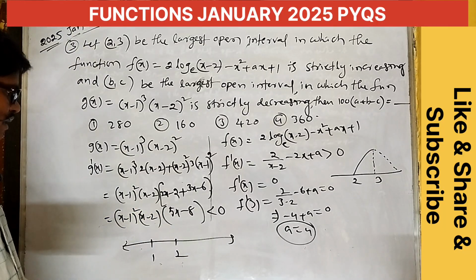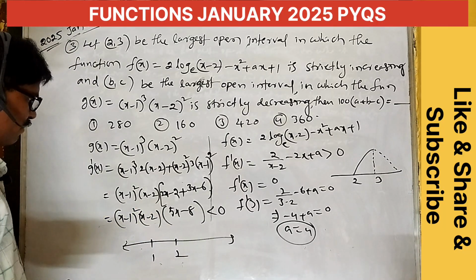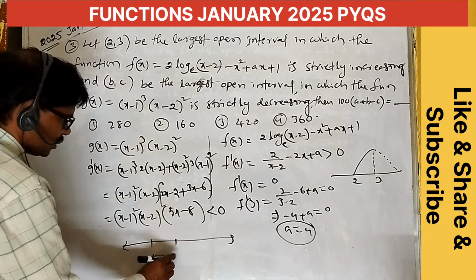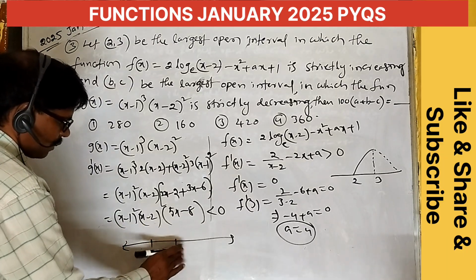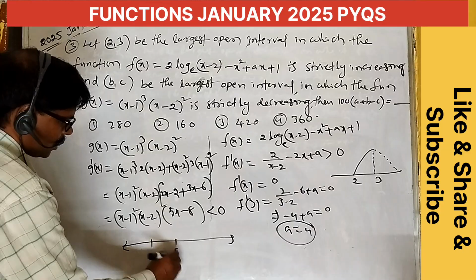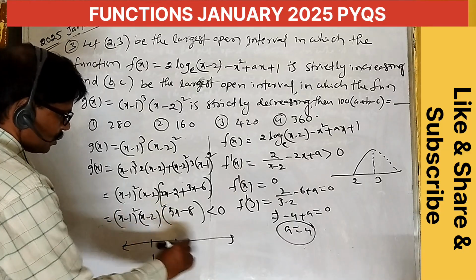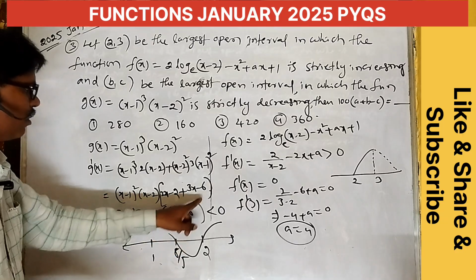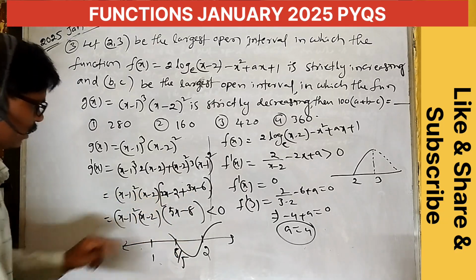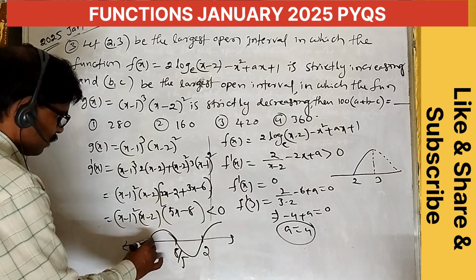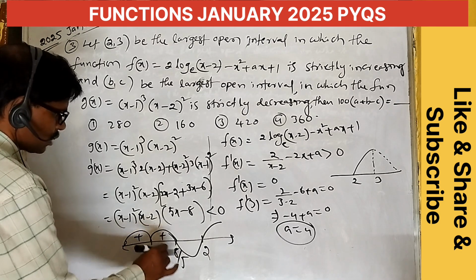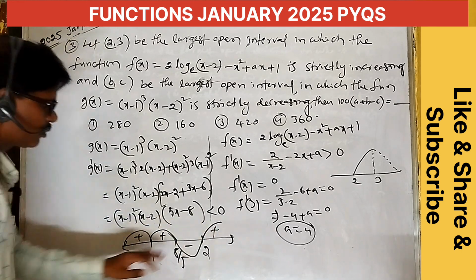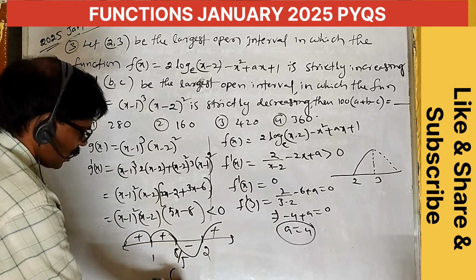So the points are 1, 8 by 5, and 2. Write the wavy curve. This is also power 1 only, this is also power 1 only. This is the power 2, which means this is only positive. This is also positive, this is the negative, this is also positive. I want this one, equal to 8 by 5 comma 2.